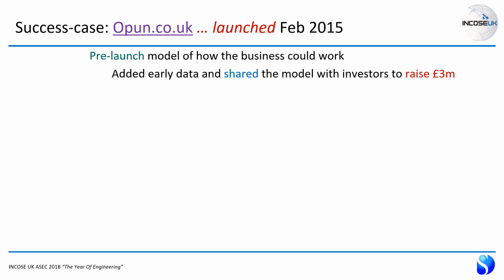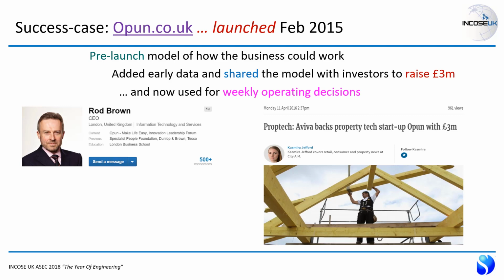And what he then did is he shared this model with investors. The investors were the venture capital arm of Aviva, the insurance company. And Rod was able to raise £3 million to fund the development of his business. Periodically he would share the model results with Aviva, saying, this is how it should have gone, this is how it is going up to this point in time, and this is how I now think it's going to work. So the future is constantly adjusting in the light of what's actually happening.